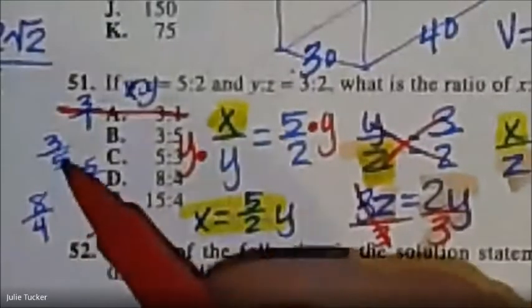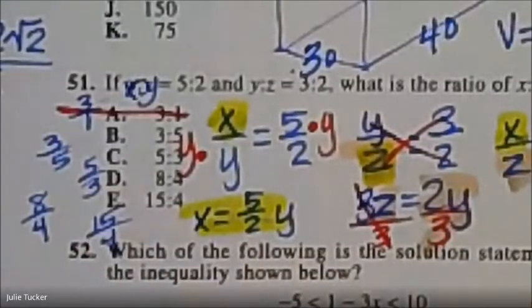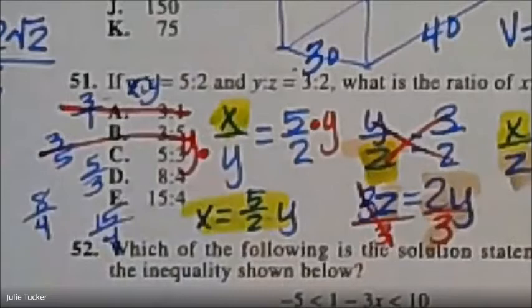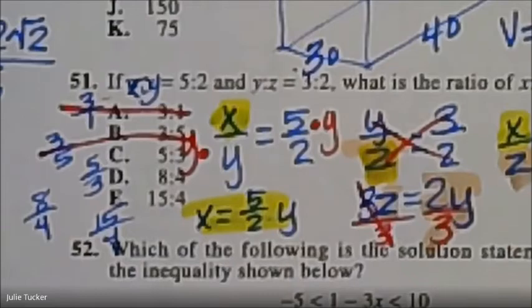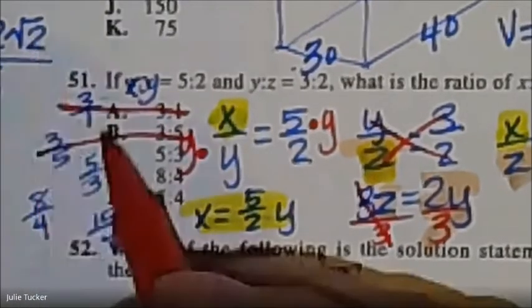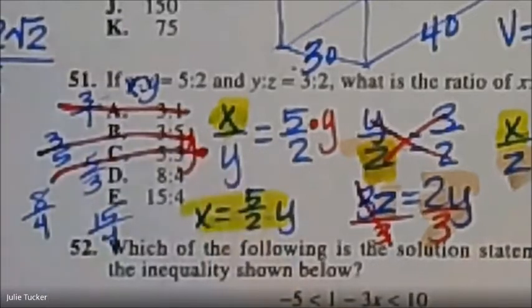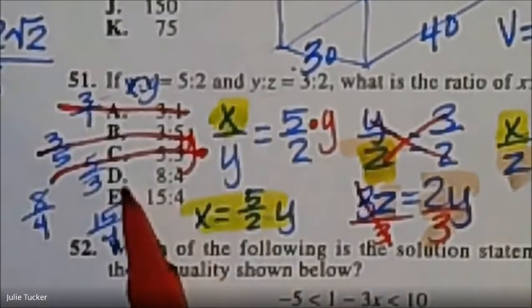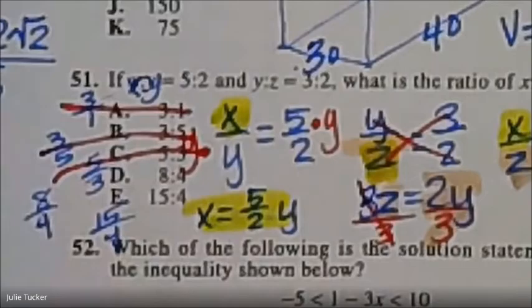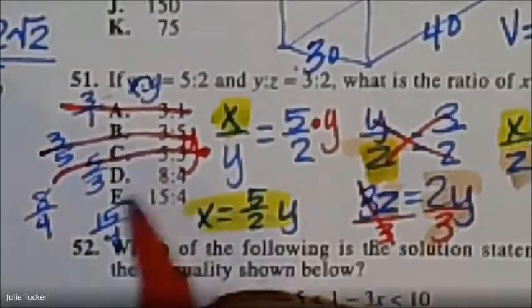Now, when they say 3/5, that's less than 1, because 5/5 is 1, right? So it's not B. When they say 5/3, 5/3 is 1 2/3, right? So it's not even 2. 6/3 would be 2. So this is less than 2. So this has to go. 8 over 4. What's 8 divided by 4? 2. So it's not that one.